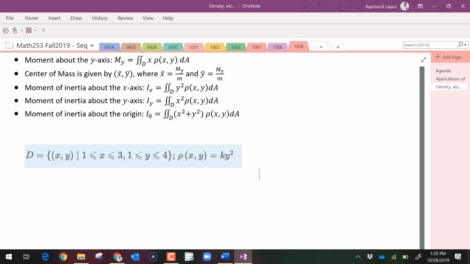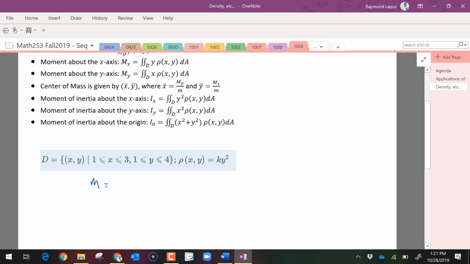So let's see if we can find the mass. The mass is going to be equal to the double integral over R of the function k times y squared dA. That's the general formula for the mass, and based on R we have to figure out our limits of integration. So we're going to do this dy dx or dx dy. I guess it doesn't matter because they're constants. Your R is going to be 1 to 3 in the x and 1 to 4 in the y. So those are your limits.